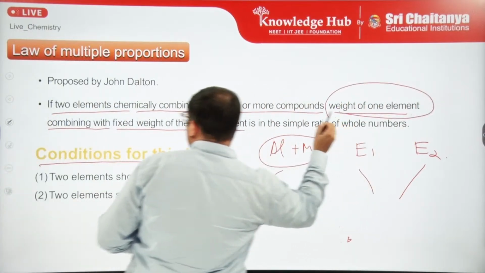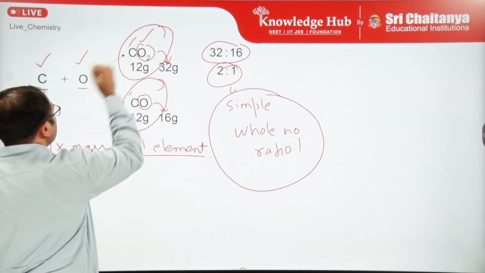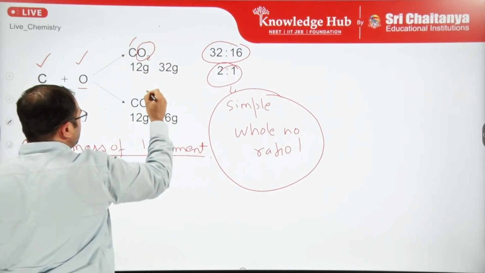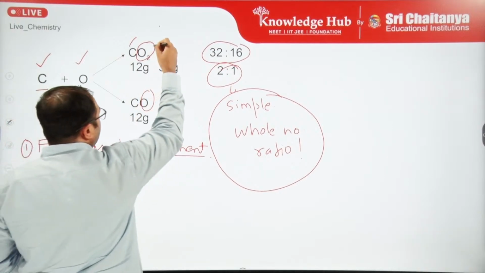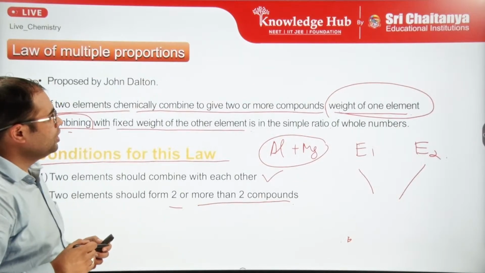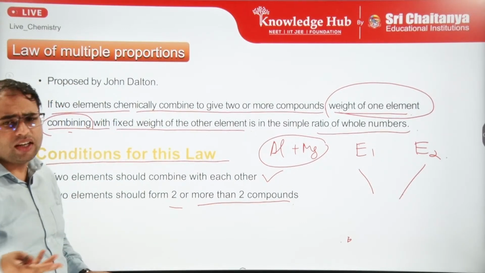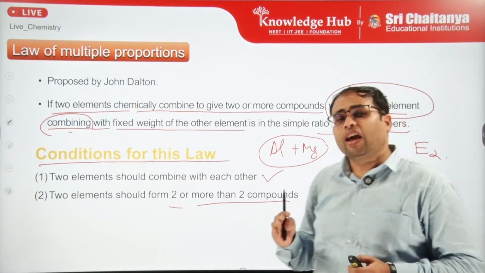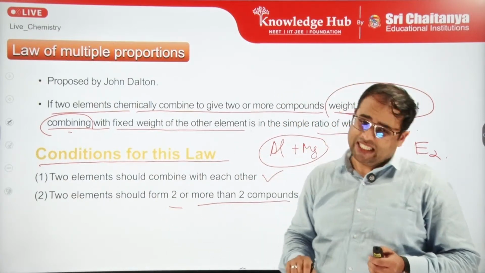So weight of one element combining with fixed mass of the other element, that one element is what? Here, that one element is oxygen, right? In this definition, the weight of one element combining with fixed weight of the other element, that one element is oxygen, and you have a ratio, and that ratio has to be a simple whole number, in simple ratio of whole numbers. Easy, right? So that is what we will do at Knowledge Hub. We will simplify these complex statements which look complex but are actually simple.